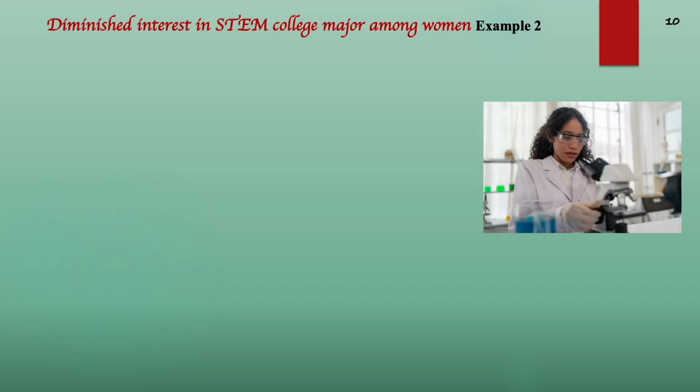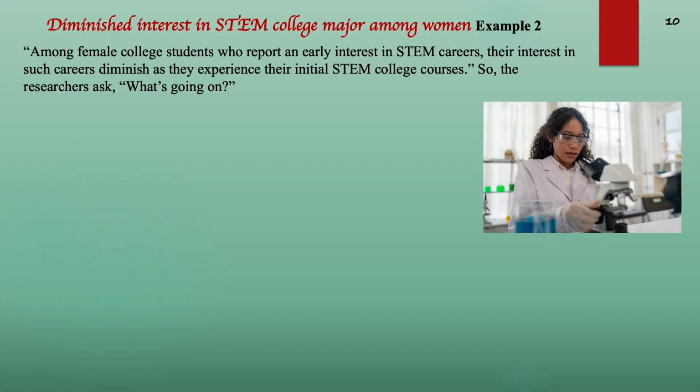In the next example, researchers begin with empirical findings reported by other researchers. Quote, among female college students who report an early interest in STEM careers, their interest in such careers diminishes as they experience their initial STEM college courses, end quote. So the researchers ask, hey, what's going on? This study is best described as deductive in research design, inductive in analytical orientation, and empirical in its final argument.